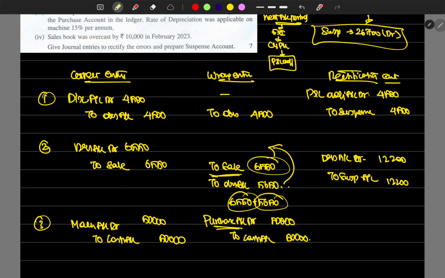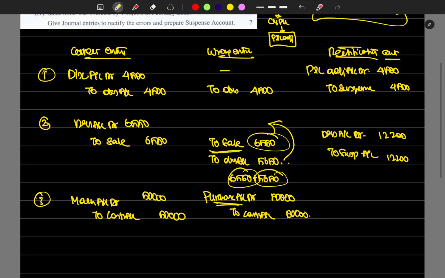Now what do we have to do? Both credit items are right. We haven't debited the machinery account, so we have to debit the machinery account, which is 50,000, to purchase account. We have to reverse it: purchase account, which is 50,000.